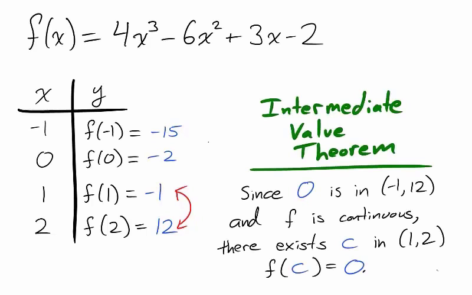Between x equals 1 and x equals 2, the y value switches from -1 to 12. On this interval, the intermediate value theorem guarantees us a root, since 0 lies between -1 and 12, and f is continuous. Therefore, there exists a value c in between 1 and 2, where f of c is equal to 0.